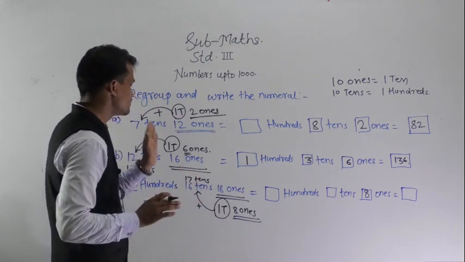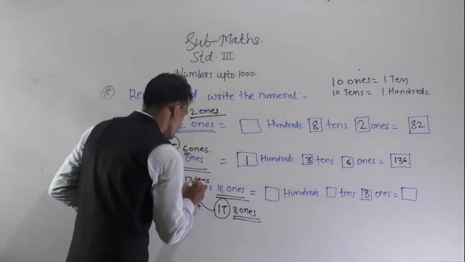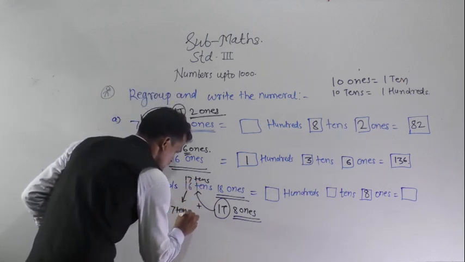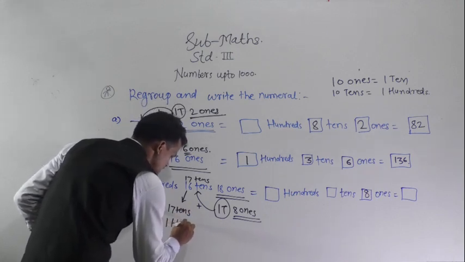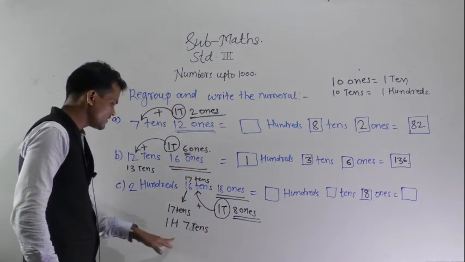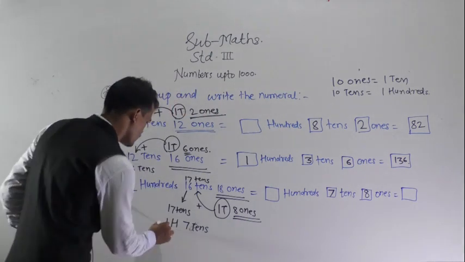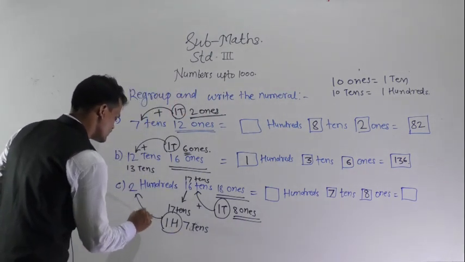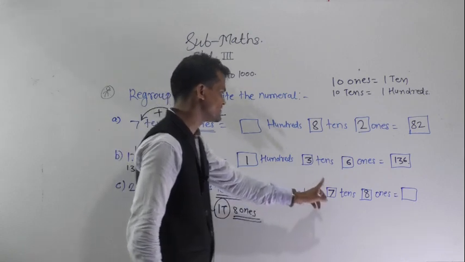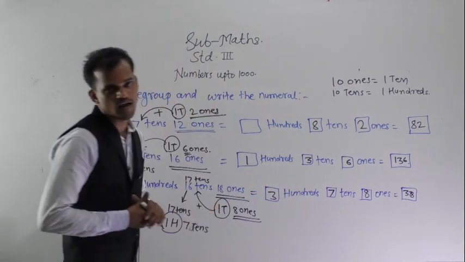Now we know 10 tens means 100. So this 17 tens we can regroup into 100 and 7 tens. Now this 7 tens stays right here, and this 100 add into this 200. So 200 plus 100, 300. Now which number is formed here? 378.